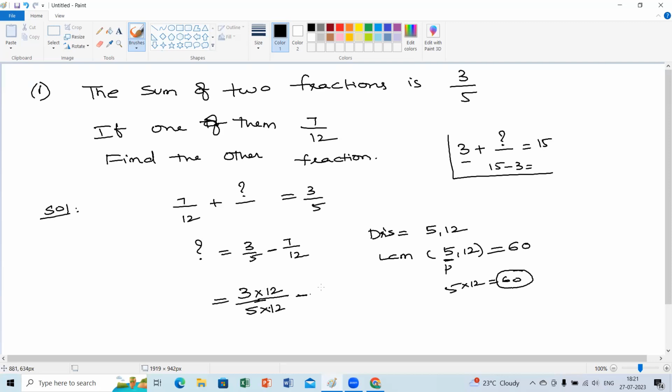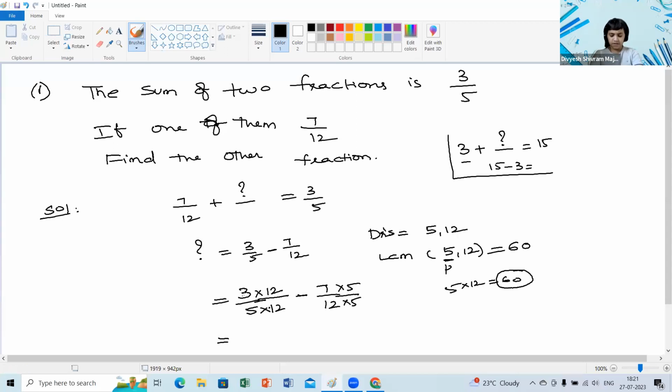Okay. Now go with 7 by 12. Now the denominator is 12. This denominator should be 12 into 5, and 7 into 5 for the numerator. Wonderful. And now we should subtract 36 by 60 minus 35 by 60. It's 1 by 60. Excellent.